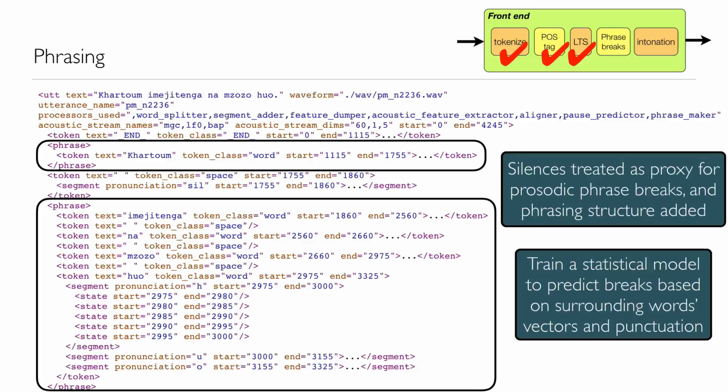And then at runtime, of course, instead of detecting silence, we'll have to predict silence. So from this data, these words and word vectors and detected silences, we can train a statistical model, so a decision tree or a neural network of some type, to predict breaks based on some lexical context. So that lets us handle phrasing to some extent.